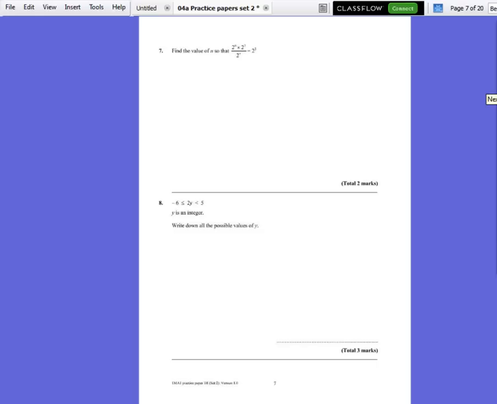Question 7. Find the value of n if 2 to the power 6 times 2 cubed, divided by 2 to the power n, equals 2 to the power 5. Well, the top we'll simplify to 2 to the power of 9, and we want to divide that by 2 to the power something to get 2 to the power 5. Well, when we're dividing indices, we subtract them as a shortcut, so n would need to be 4, because 9 take 4 would give me 5.